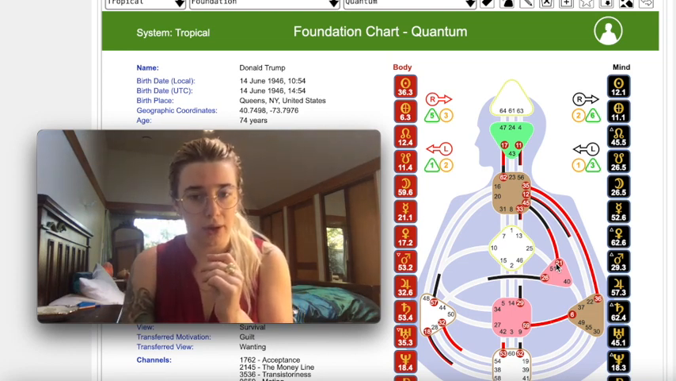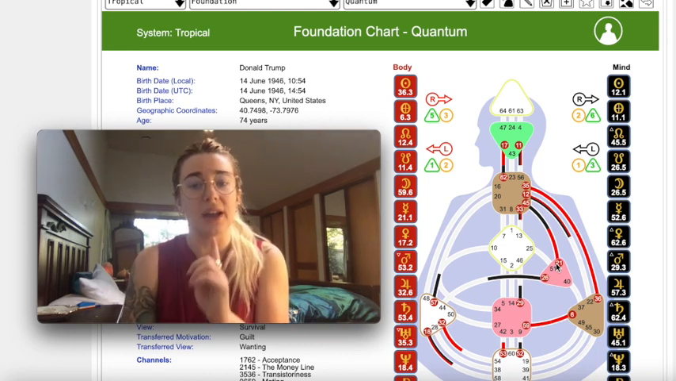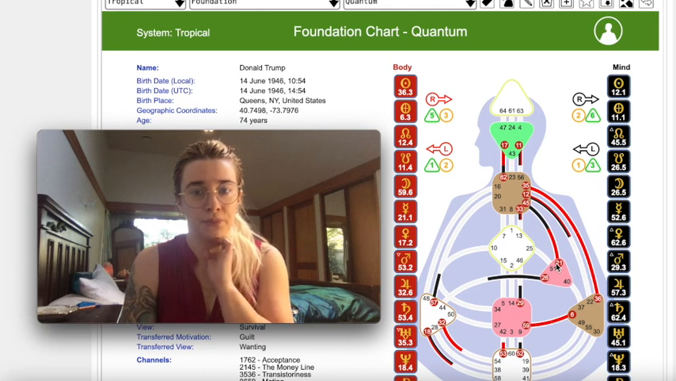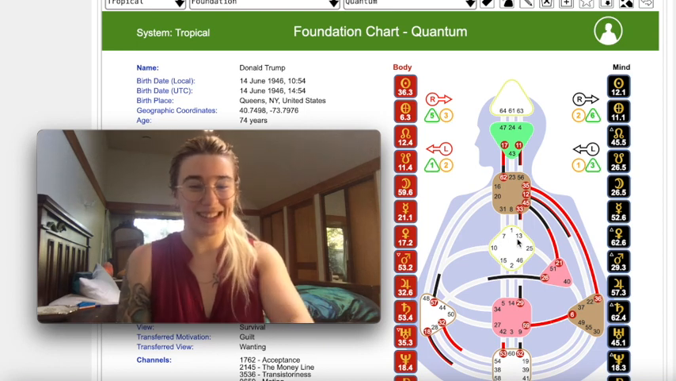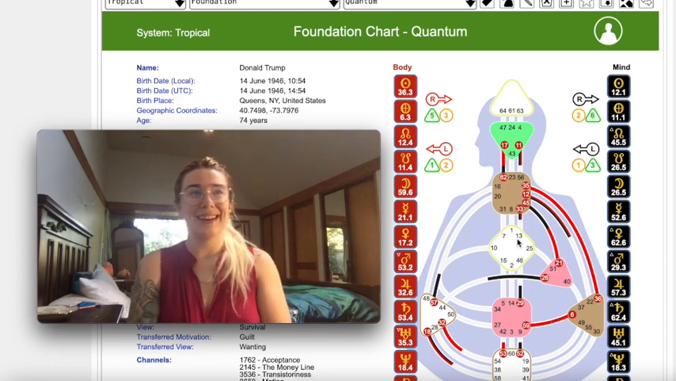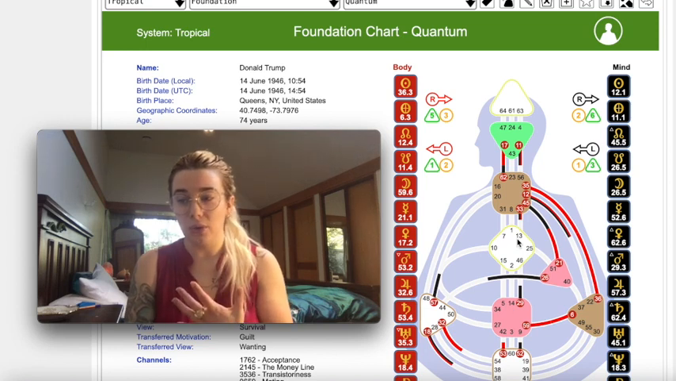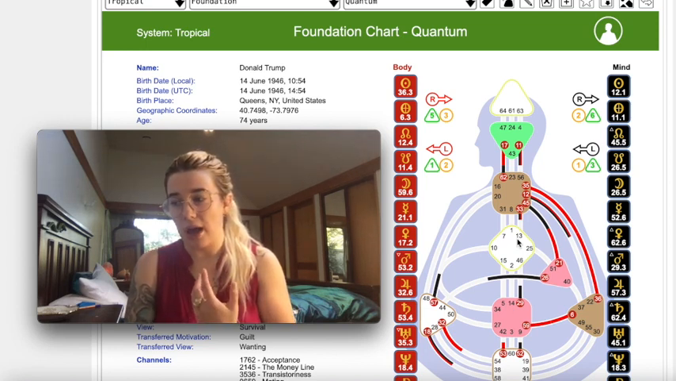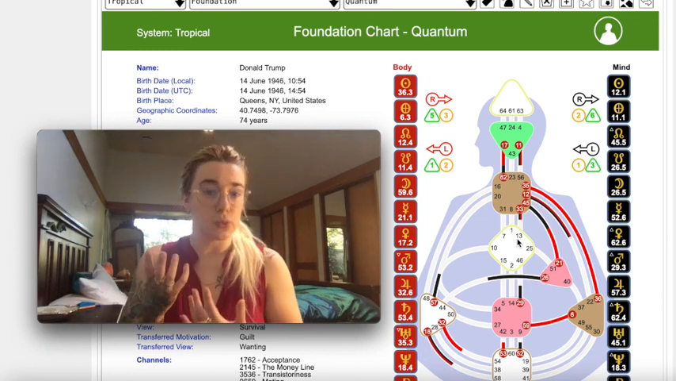So he has 3 of 4. He also has an undefined root center. This square here, which he has completely open, let's chat about this for a second. This is the G center. This is your identity center, right? It also harbors self-love as well.